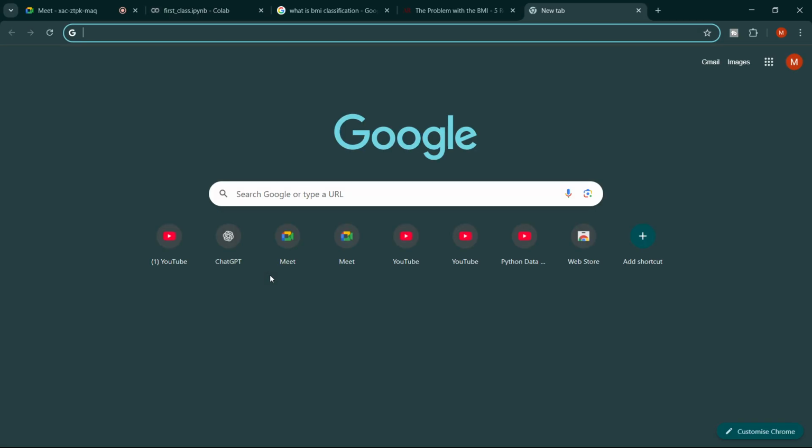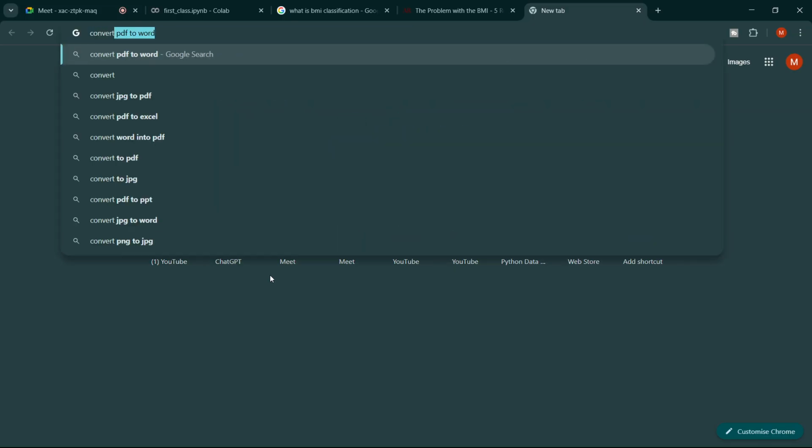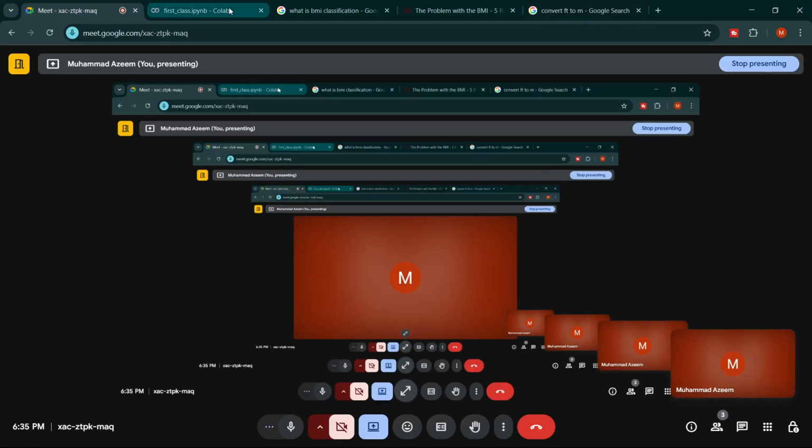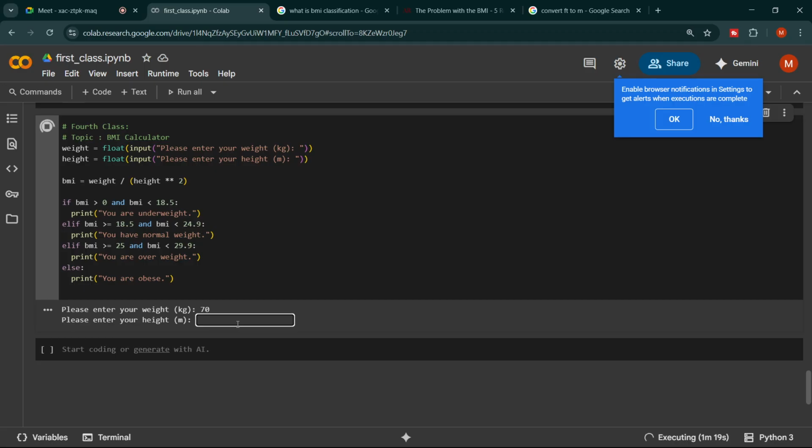So let's write, convert, for example, to meter, and let's say someone has a height of, for example, 5.8, so it's around 1.767 in meters. So let's enter this height in meters, 1.767 here, and now we will just enter and Python will do the remaining things itself.